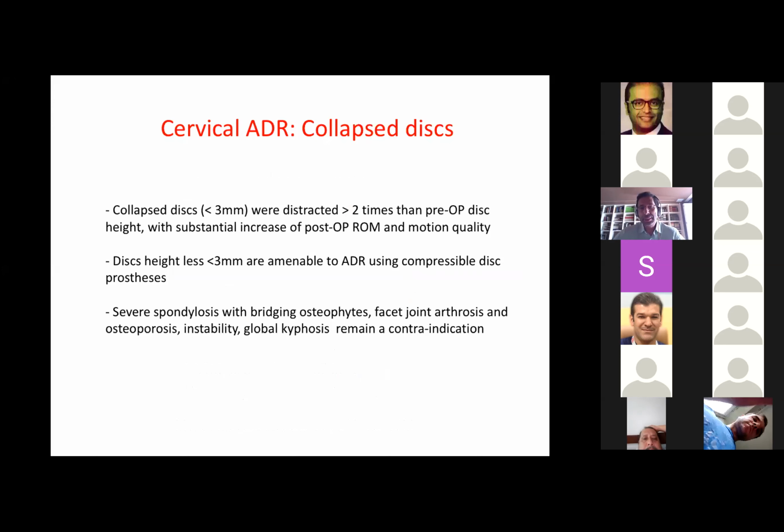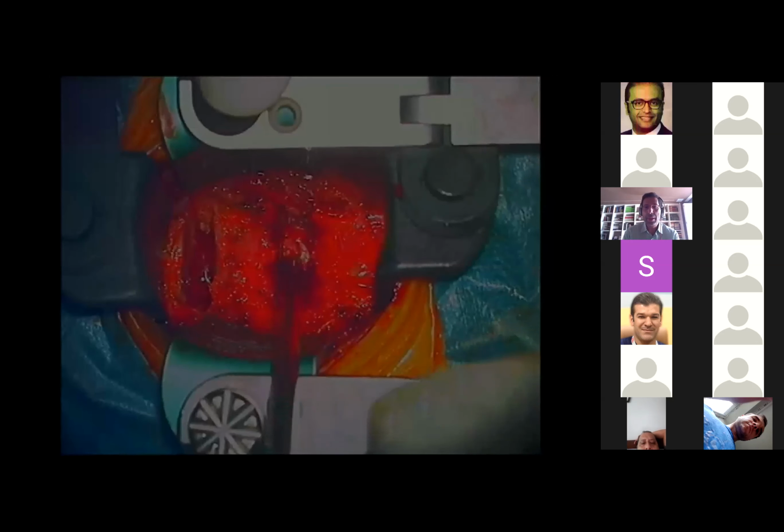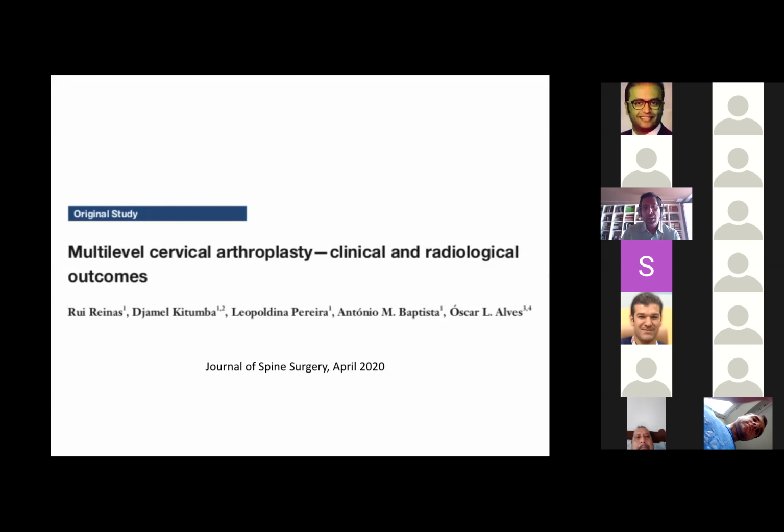Of course, severe spondylosis with bridging osteophytes, significant facet-joint arthrosis, osteoporosis, instability, and global kyphosis still remain a contraindication for TDR. This is how we see it after we do one of those collapsed discs. I don't use Casper retractors, but you can see here how we assess mobility and whether it is suitable or not to insert a TDR.